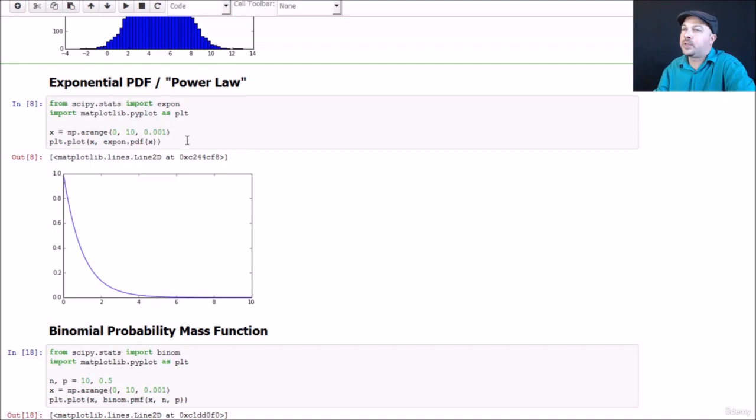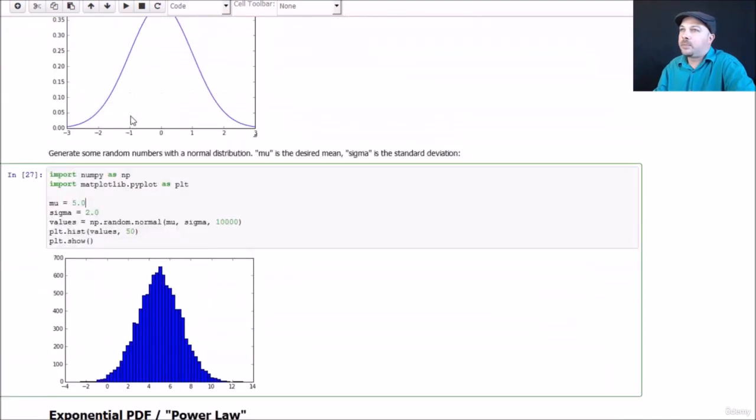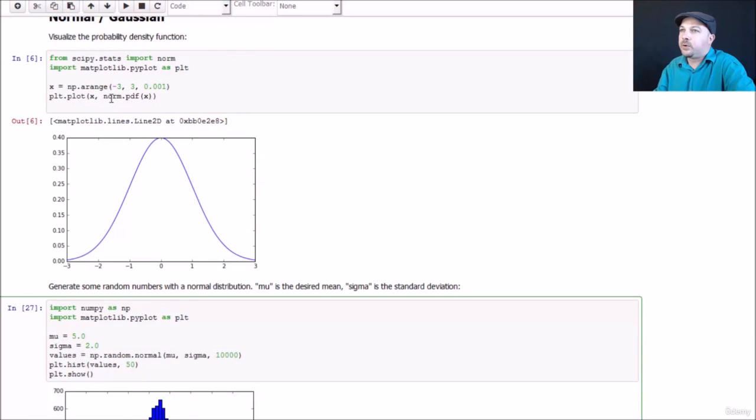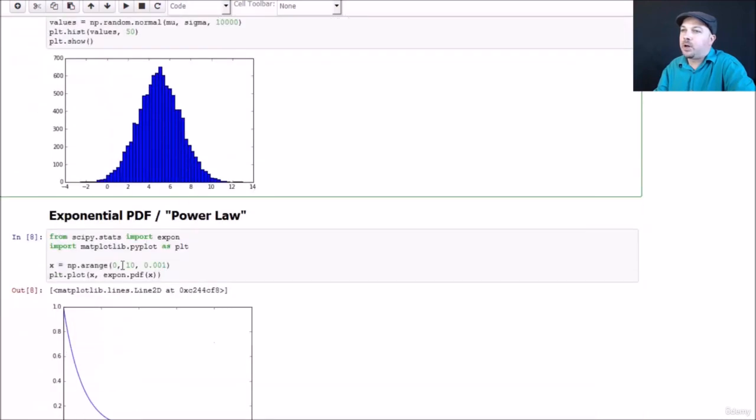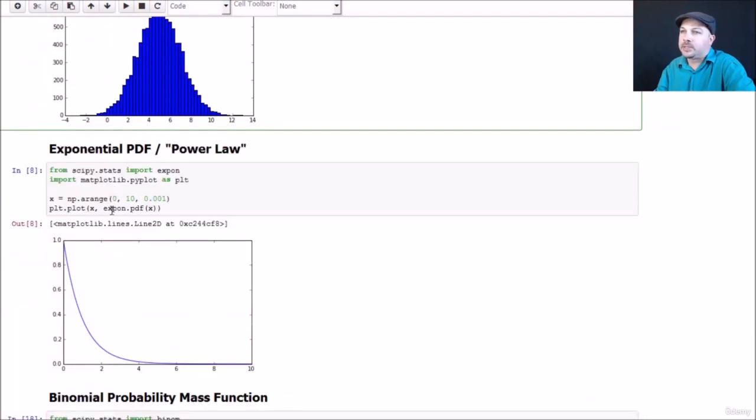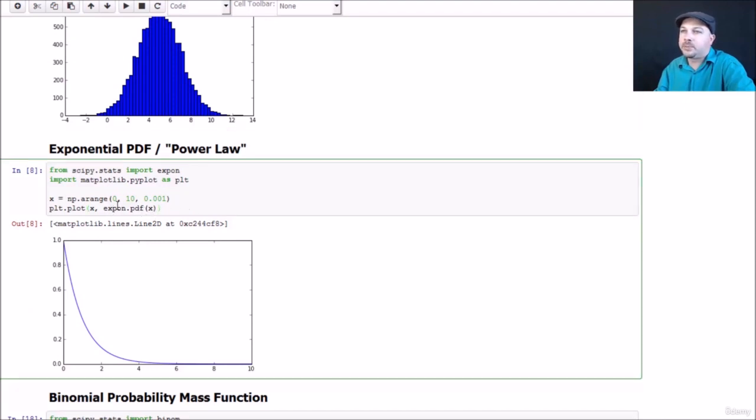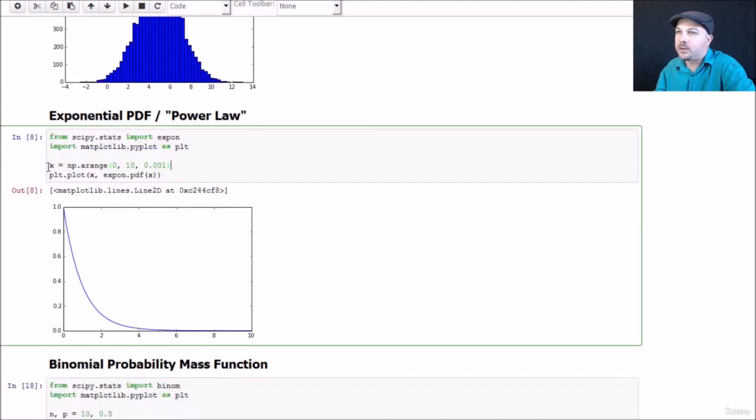And to do that in Python, just like we had a function in SciPy stats for norm.pdf, we also have an expon.pdf for an exponential probability distribution function. And we can use the same syntax that we did for the normal distribution. So again, we just create our x values using the numpy arange function to create a bunch of values between 0 and 10 with a step size of 0.001. And then we plot those x values against the y-axis, which is defined as the function exponential PDF of x, and it looks like that, an exponential fall off.